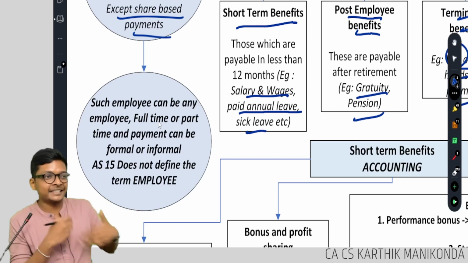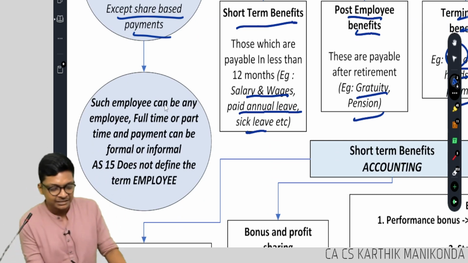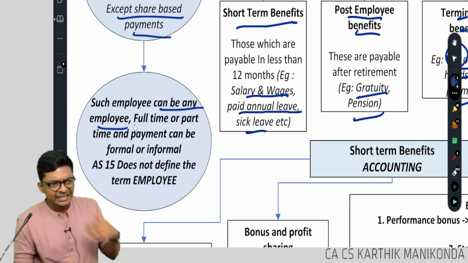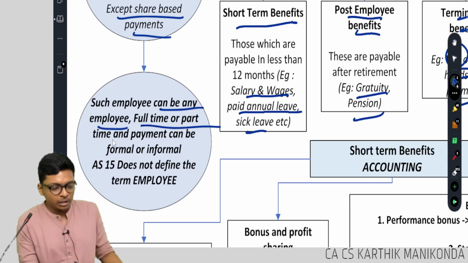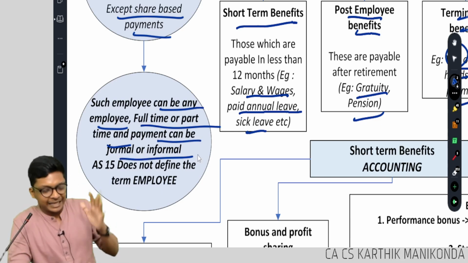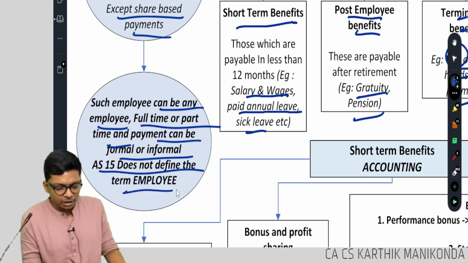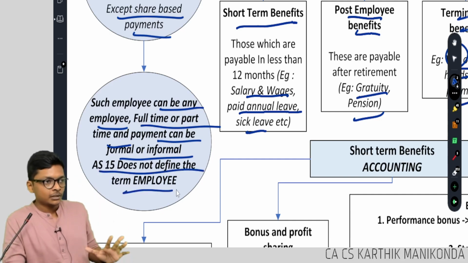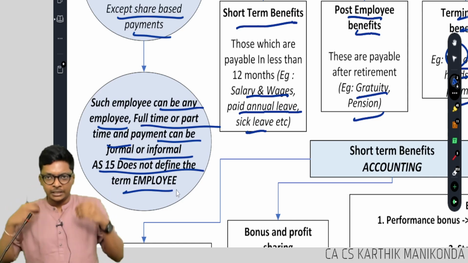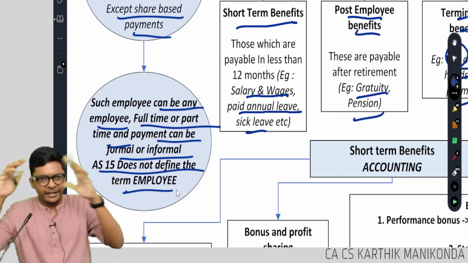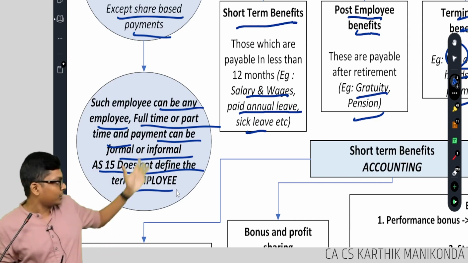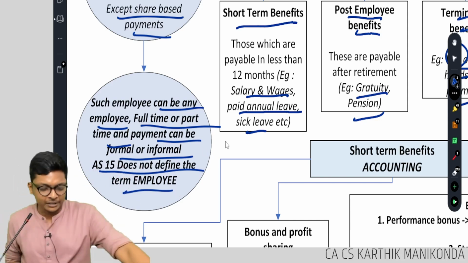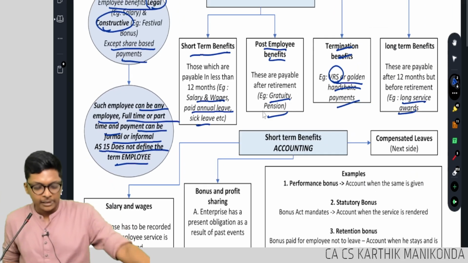I'm just quickly revising. Loudly with me, repeat, guys. Such an employee can be any employee, full-time or part-time, or payment can be formal or informal, bank, cash, whatever. AS 15 does not define the term employee. Is the structure clear, guys? Any benefit given to an employee, whose employee is not defined. This is the definition, and there are 4 types of employee benefits.